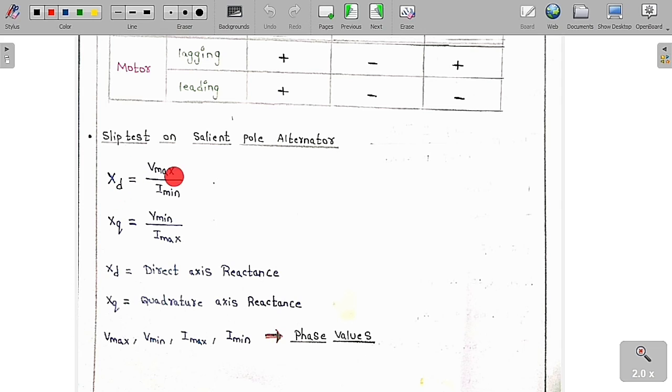If this is greater, the ratio will be maximum by minimum. Here Q is minimum, so minimum by maximum. So this is V maximum by I minimum, V minimum by I maximum. So XD is called the direct axis reactance and XQ is called the quadrature axis reactance. All these V max, V min, I max and I min are always the phase values.